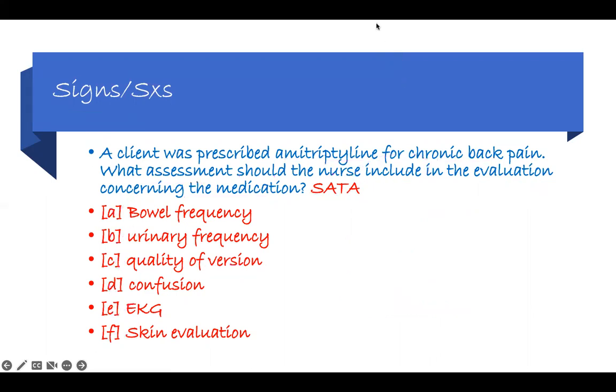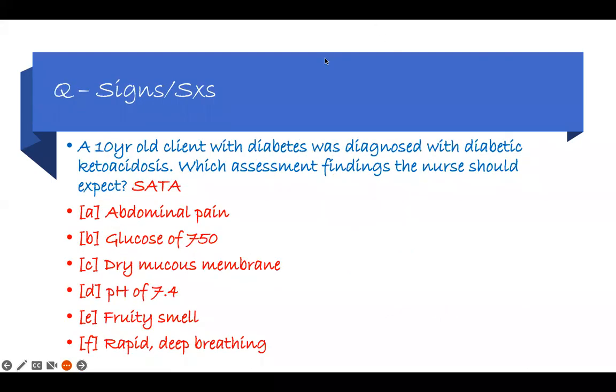So that is for that one. Signs and symptoms question. The same thing we're going to do. So which assessment findings should the nurse expect? The same thing, expected finding. Okay. Then I read the first one. A 10-year-old boy with diabetes was diagnosed with diabetic ketoacidosis. Okay. I have a kid with DKA. What assessment finding would I expect?